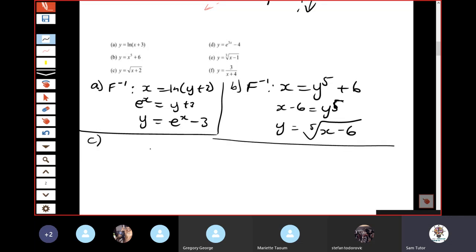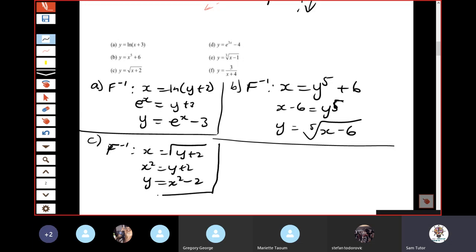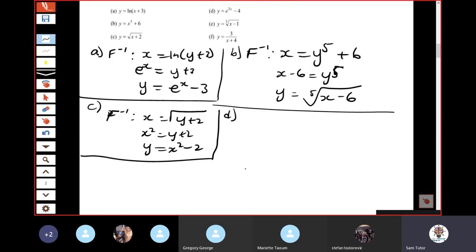C. F negative 1. X equals root y plus 2. I'll just wait a little bit longer for D, E, and F.